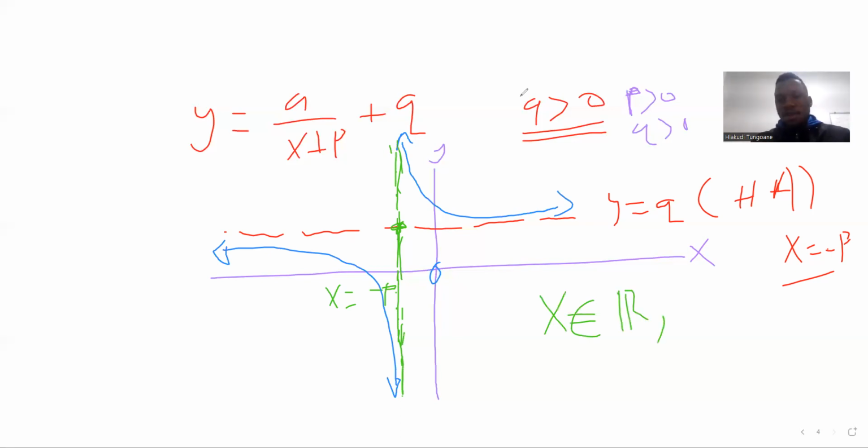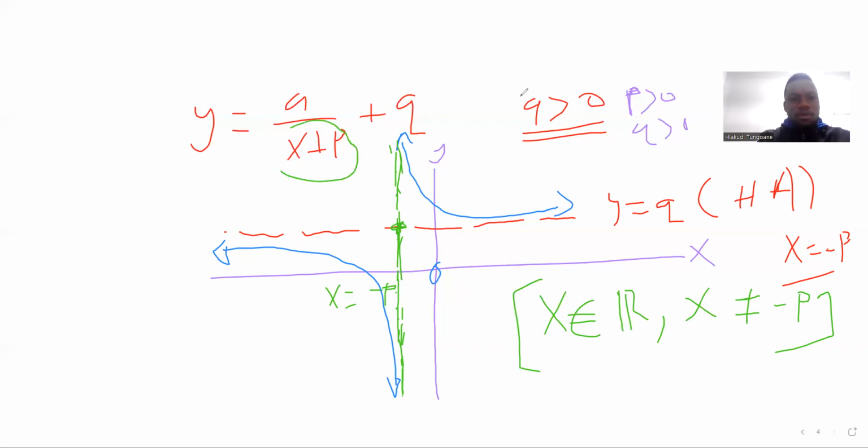Except that, x cannot equal minus p, essentially. Can you see? x can take everything, but it cannot take this value, because if you take it, this thing is going to be undefined, right? You cannot divide by 0. So if x equals minus p, then that term is going to be 0, and you cannot divide by that.